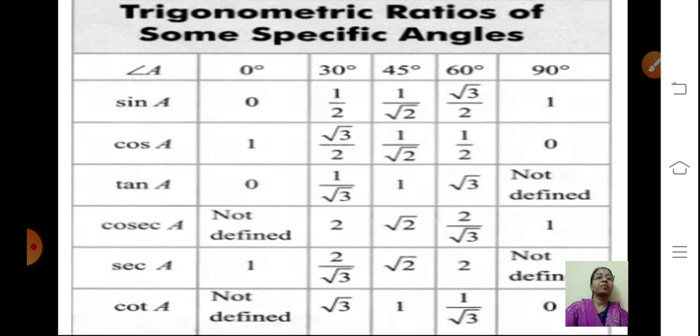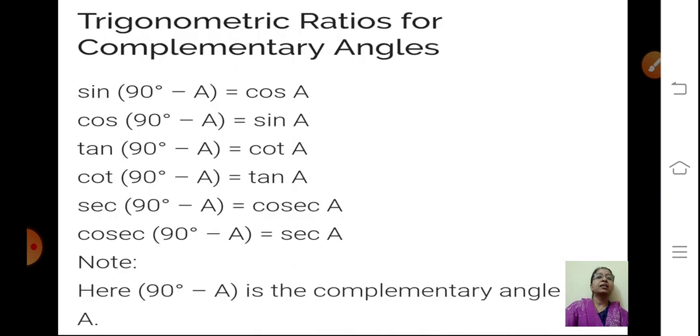this table. After this, we have seen trigonometric ratios of complementary angles, like sine 90 minus A is equal to cos A, cos 90 minus A is equal to sine A, tan 90 minus A is equal to cot A, cot 90 minus A is equal to tan A, sec 90 minus A is equal to cosec A, cosec 90 minus A is equal to sec A. Here 90 minus A is the complementary angle of angle A, right?